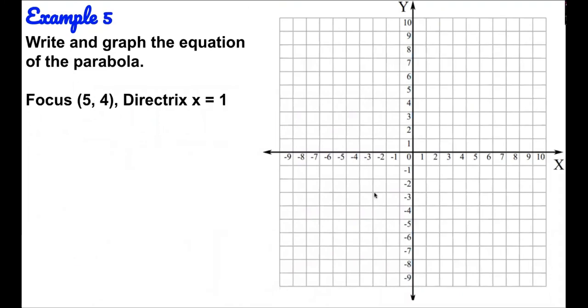All right, number 5. We have our focus at (5, 4), directrix x equals 1. So let's graph it first and see where it's located. Focus (5, 4), here it is. Directrix x equals 1, so here is 1. X equals is going to be a vertical line, if you guys remember that. Now this parabola looks like it's going to be opening towards the right or the left. Can you guys tell me?